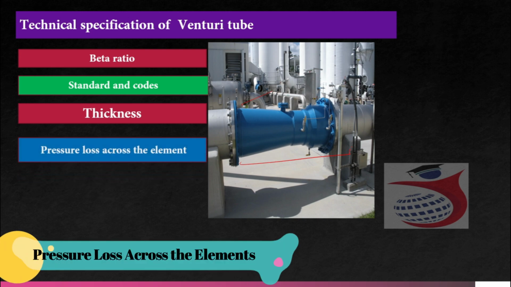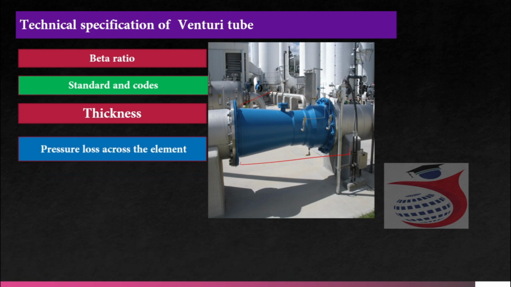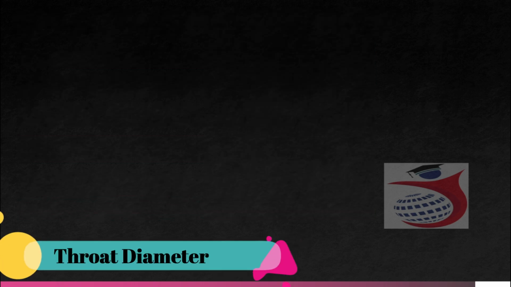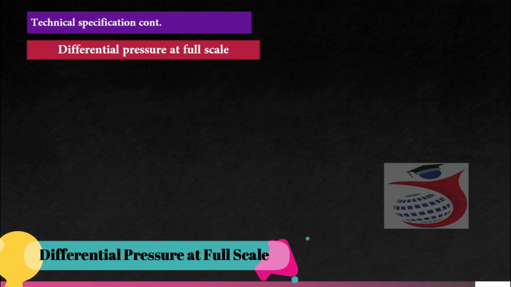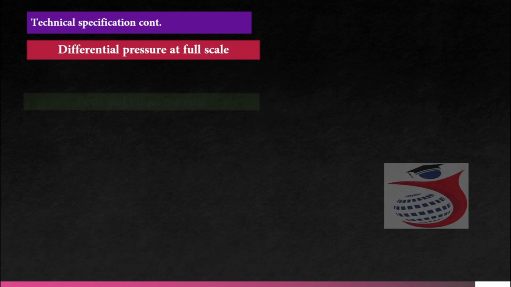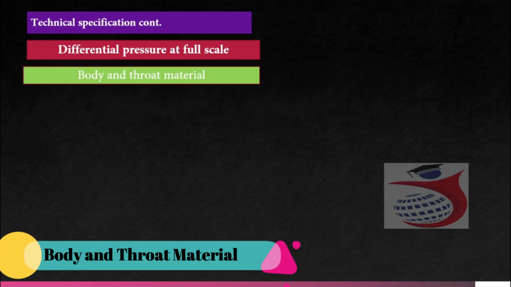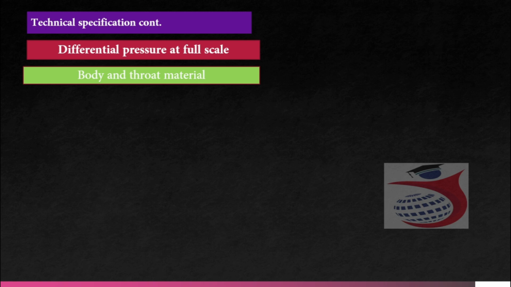Venturi tube? Pressure loss across the Venturi. What will be the pressure loss? We have seen pressure loss in RPs also. Throat diameter. What will be the throat diameter? Differential pressure at full scale. What will be the differential pressure? Body and throat material. What will be the body material? What will be the throat material?